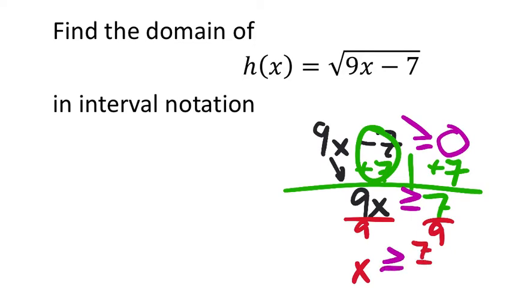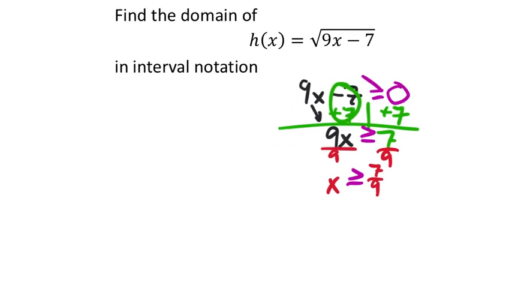And just like we've seen before, if this 9 were a negative, then I would have had to divide both sides by a negative, which would have flipped that inequality. But we didn't need to. And so this is the inequality for our domain.